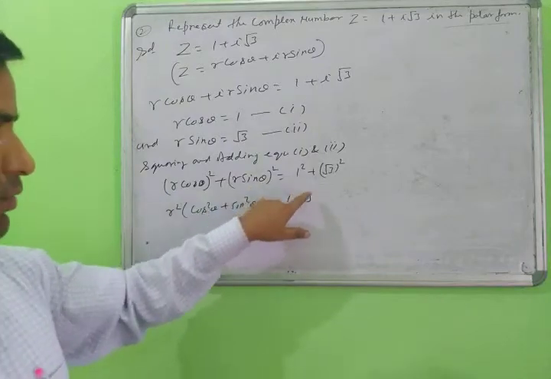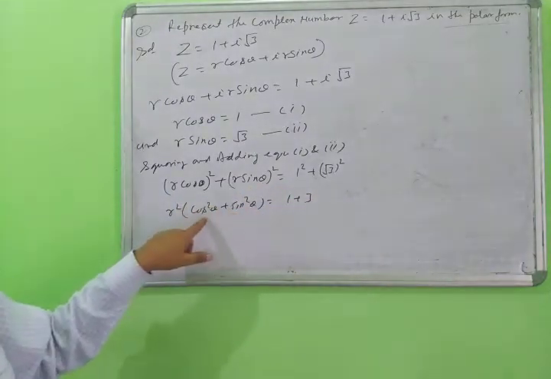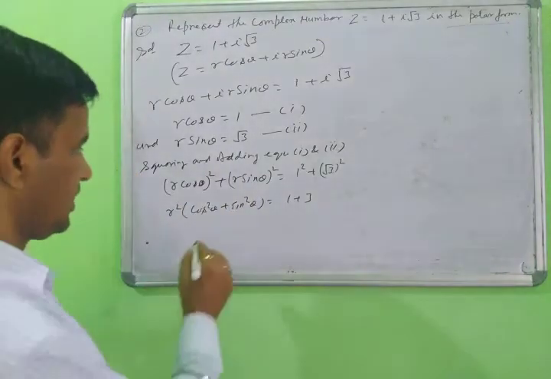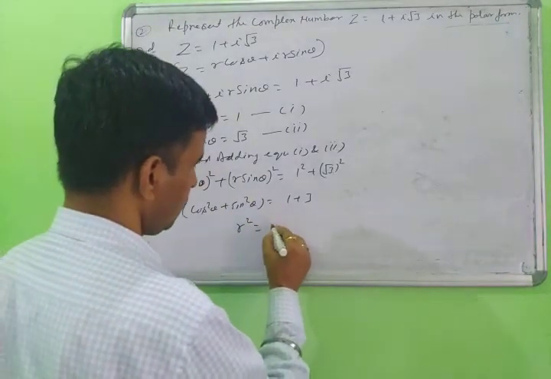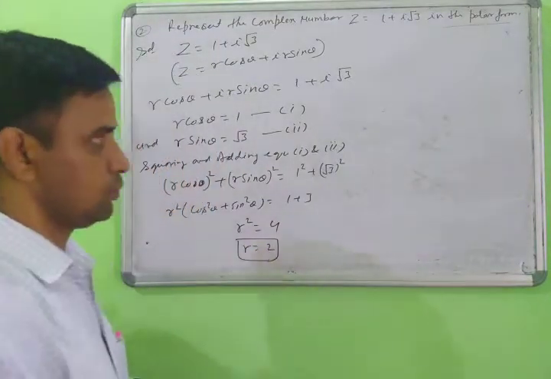1 square is 1, root 3 square is 3. This is the identity sin square theta plus cos square theta equal to 1. So r square equal to 4, r equal to 2. The value of r here is 2.